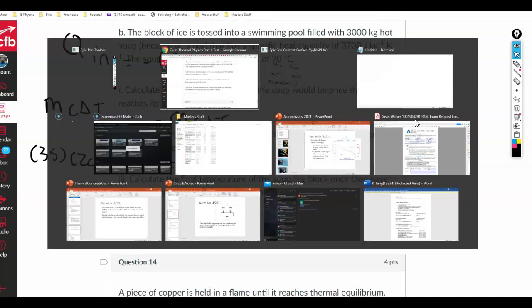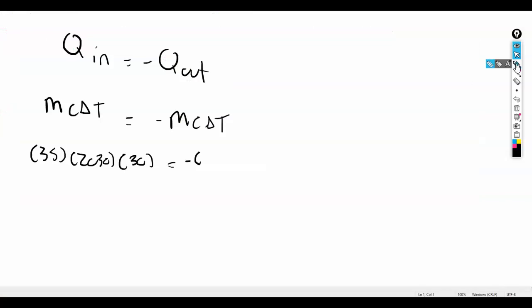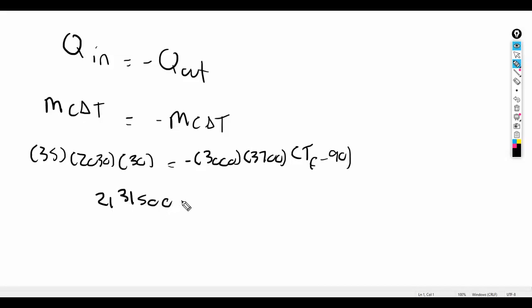Yeah, 3,000 and 3,700. Okay, so 3,000 times 3,700 times T final minus 90. So I'm going to type this into the calculator. You get 35 times 2030 times 30. So you get this number on the left.